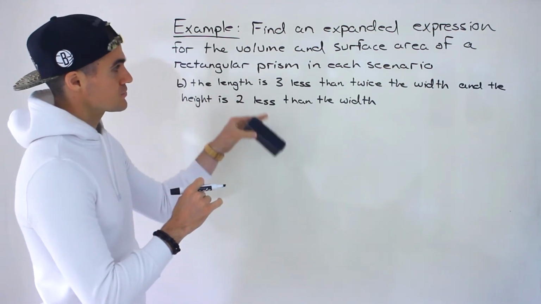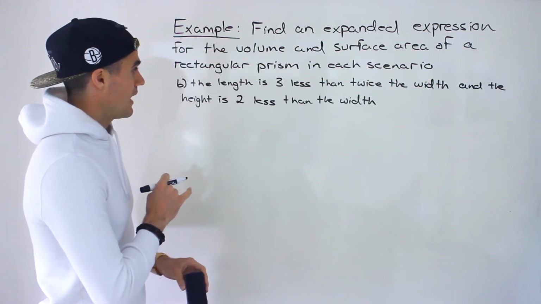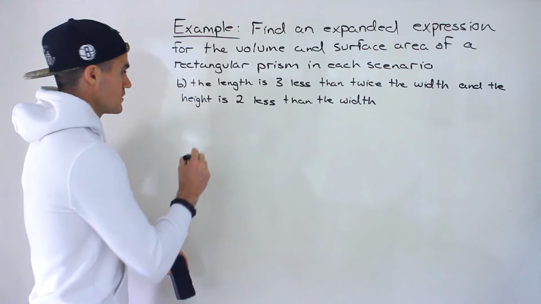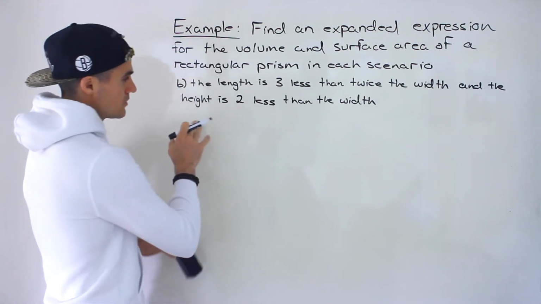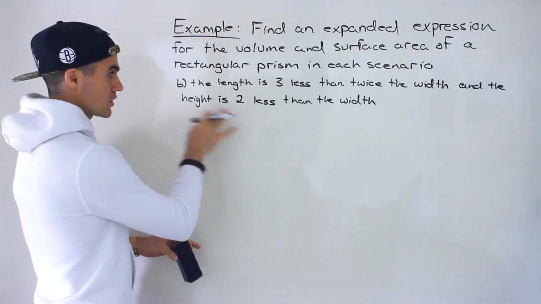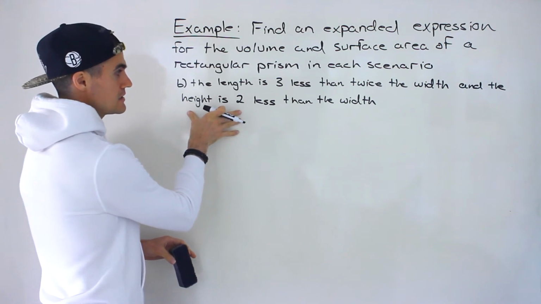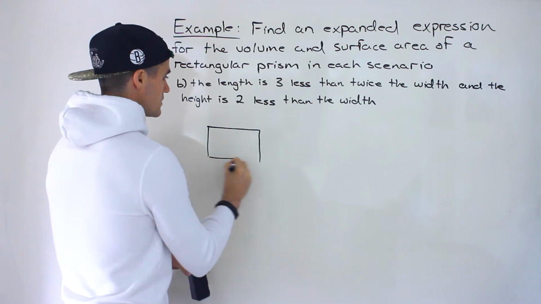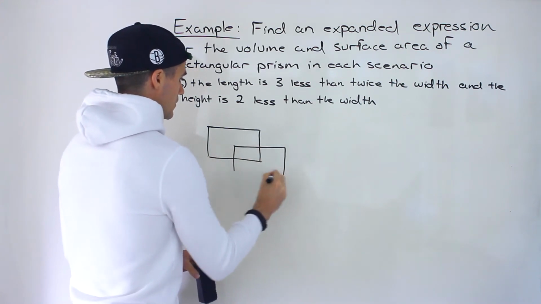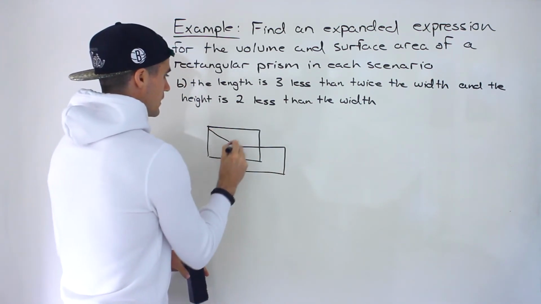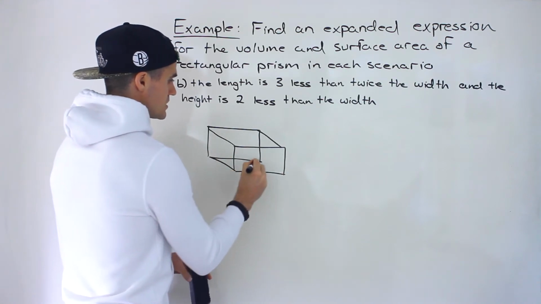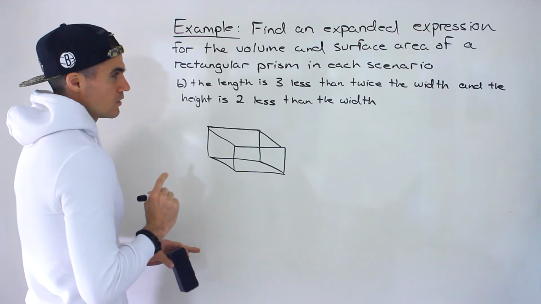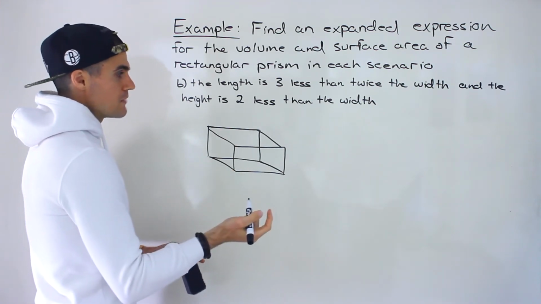So we're told the length is 3 less than twice the width, and the height is 2 less than the width. So this one's going to be a little bit more complex because notice before in part A, the height was a constant, but now the height is also going to be dependent on the width. So let's draw this diagram over here. Now, again, as I mentioned, the initial challenge at least, is figuring out what we're going to let the variable be based on.